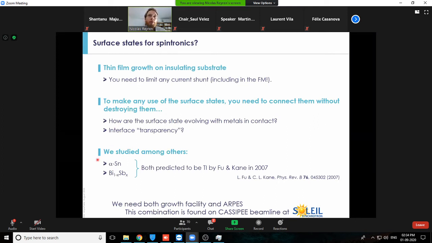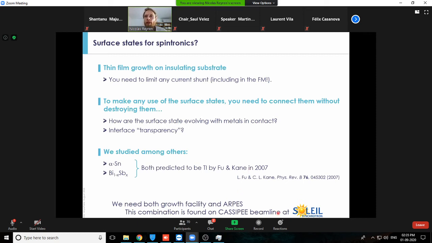So we studied, among others, two topological insulators: the alpha phase of tin, or gray tin, and bismuth antimonide with some concentration of antimony between 10 and 30%. They were both predicted to be topological insulators by Fu and Kane in 2007. In order to study how the surface states evolve, we need ARPES to access the band structure, and also a growth facility in order to deposit layer by layer, for example, the top electrode.